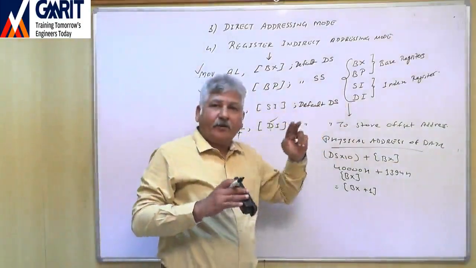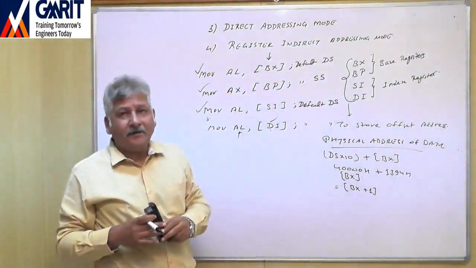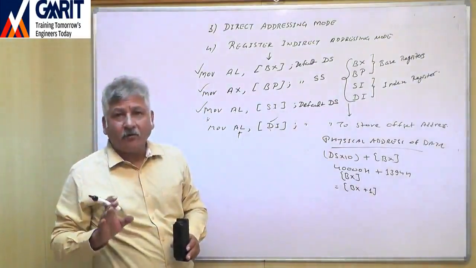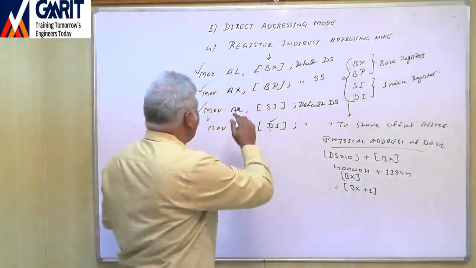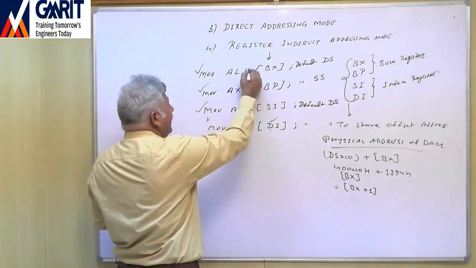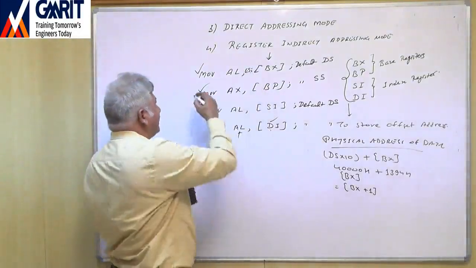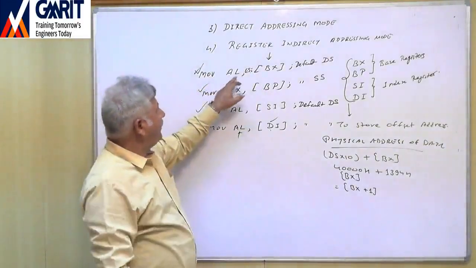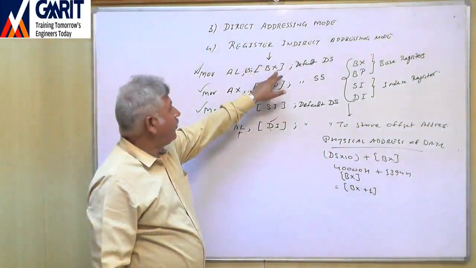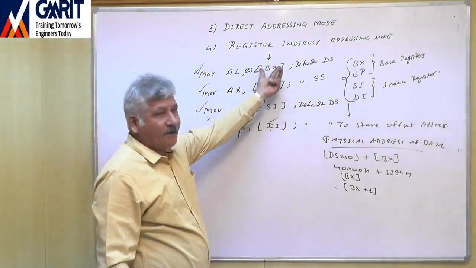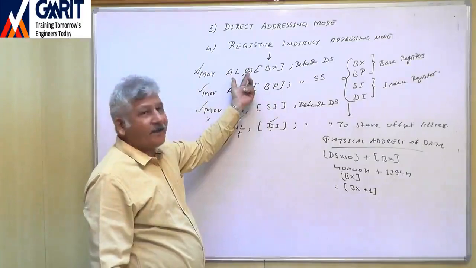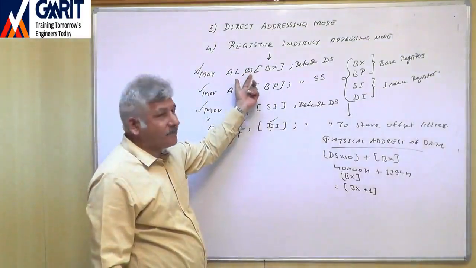But if you want to change the segment, then of course we can do so by using a segment override prefix. For example, in the first instruction we have written ES colon: MOV AL, ES:[BX]. The offset address of our data is in BX, but now the data will come from the extra segment because we have used a segment override.